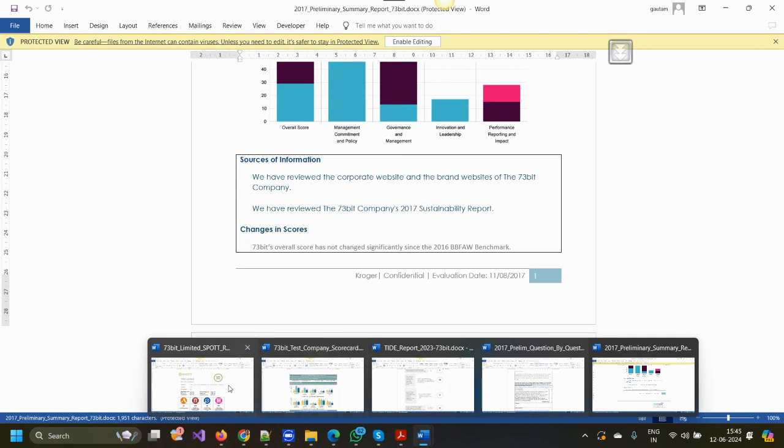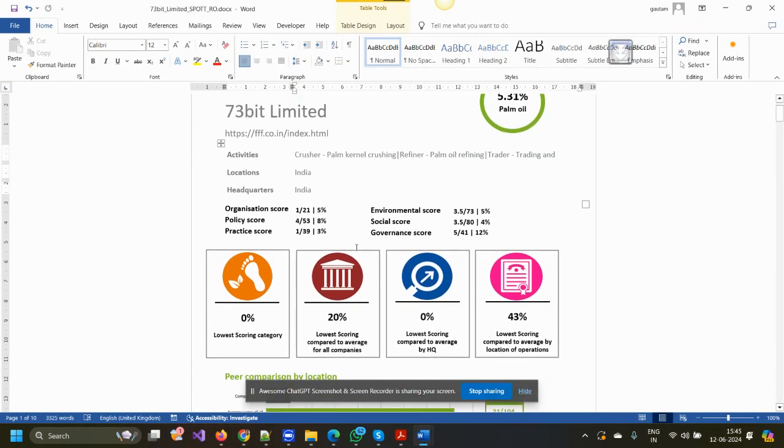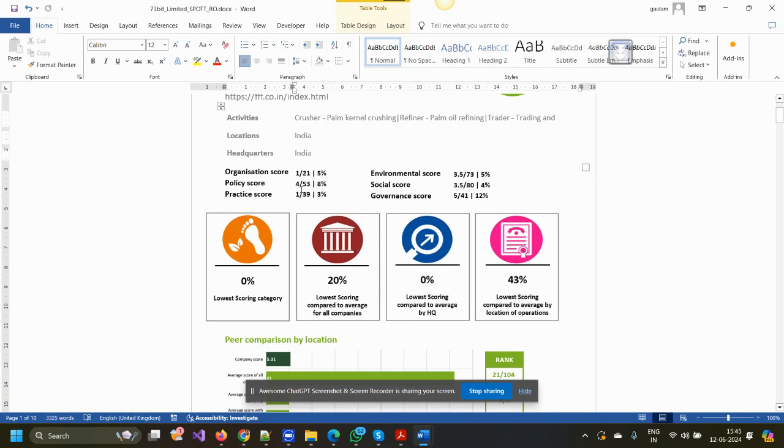Okay, so another example is this one. Even here, the salient feature is the lowest scoring category out of the sections you have, then the lowest average, and the lowest scoring compared to the average by headquarters. All those different calculations were done to show these categories, and this is completely dynamic. Based on the company's scores for each of the sections, these categories were displayed, so that companies know where they are lagging and where they need to improve the most.